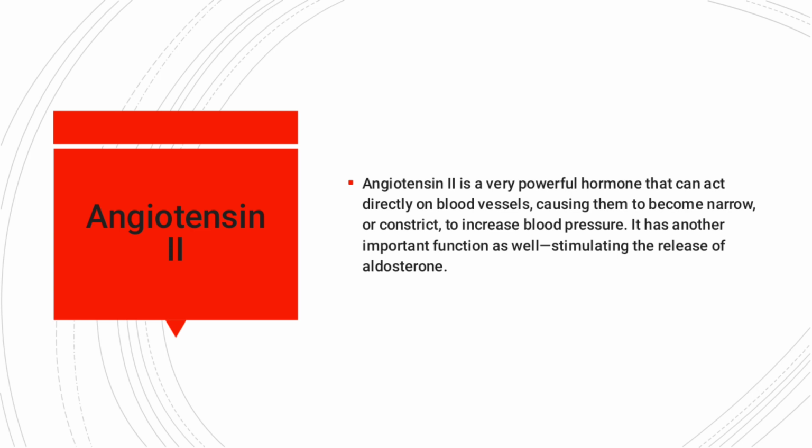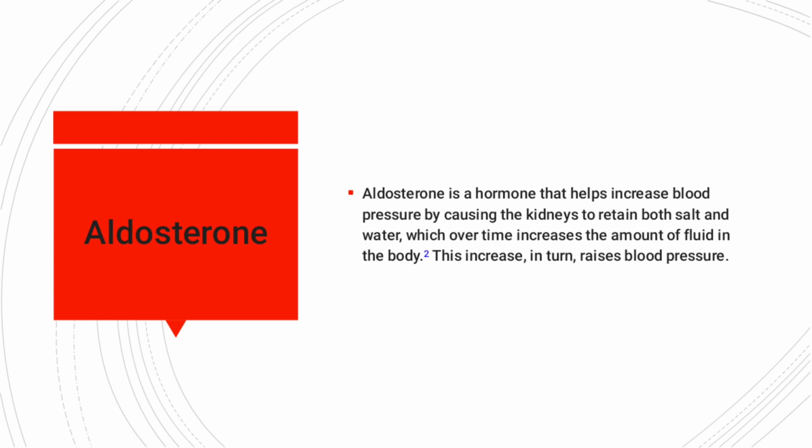Angiotensin 2. This is a very powerful hormone that can act directly on the blood vessels, causing them to become narrow or constrict to increase the blood pressure. It has another important function as well, stimulating the release of aldosterone. Aldosterone is a hormone that increases the blood pressure by causing the kidney to retain both salt and water, which over time increases the amount of fluid in the body. This increase in turn raises the blood pressure.